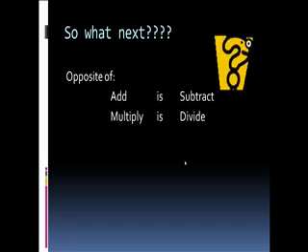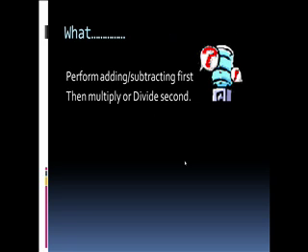Now, before we go any further, let's think about this. You have to do the opposite operation to each side of the equal sign. The opposite of add is subtract. The opposite of multiply is divide. And vice versa for both sentences. The opposite of subtract is add. The opposite of divide is multiply. So, you have to perform either adding or subtracting first, and then you're going to multiply or divide secondly.